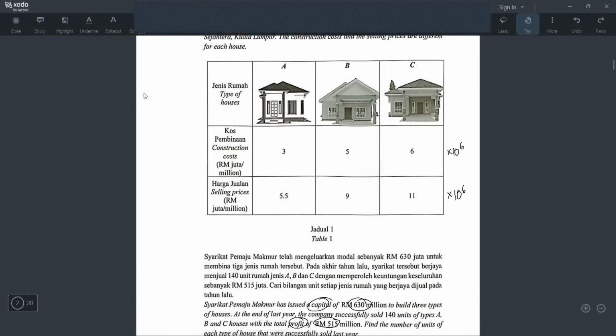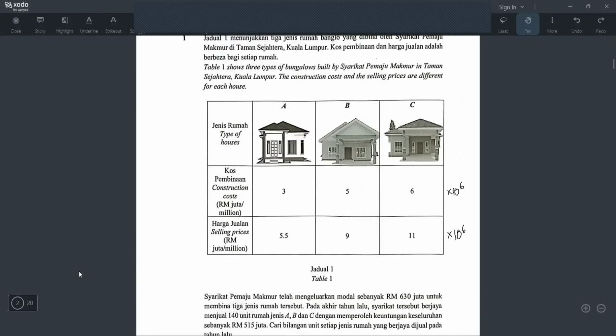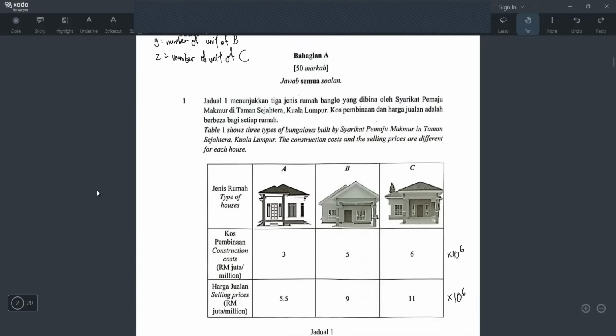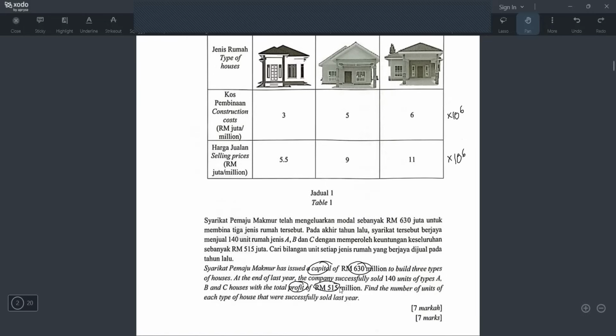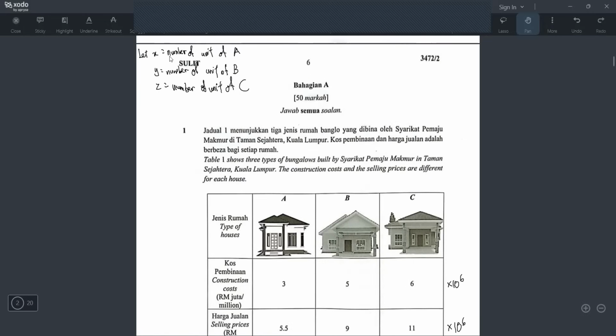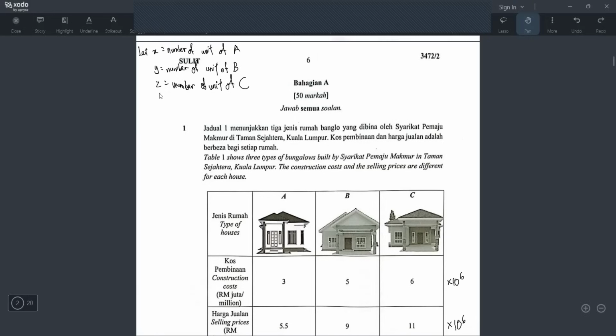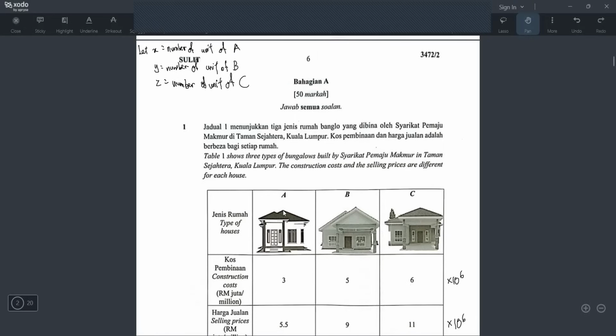So why is it important to write this first? Because when you write this, after you let the X, Y, Z, then it will become easier to write down the equation. If we don't write this down first and then try to write the equation, it's very difficult because you don't know what the X, Y, Z represent. But now you know it represents number, not price, not speed, not mass. It's number, so it's like bilangan rumah.